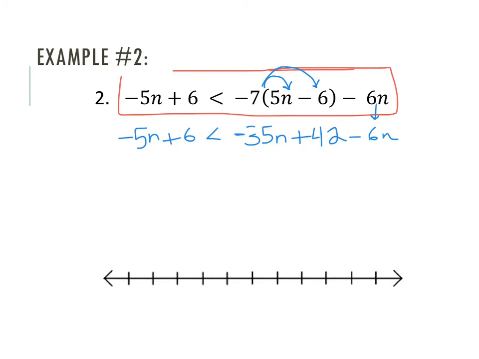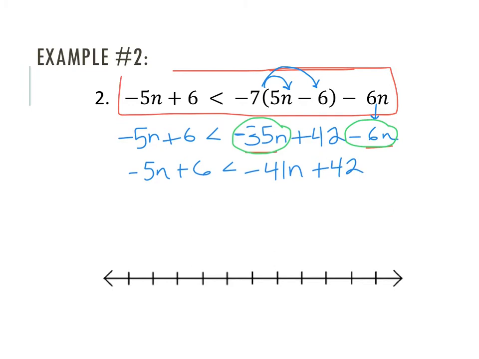At this stage, you might want to collect your terms on the right side. So on the left side is still negative 5n plus 6. But if I collect the n's here and take negative 35n minus 6n, well, that's more negative. So it becomes negative 41n overall. And we still have the plus 42.